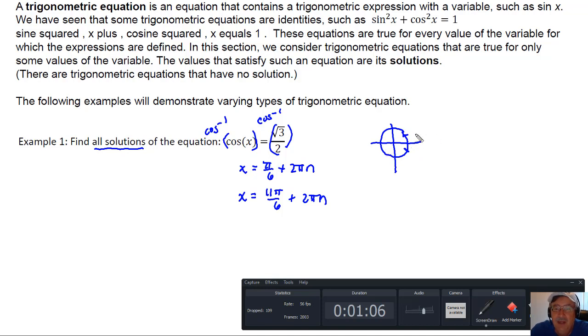So if you kept doing that, you would get pi over 6, and if you keep adding 2 pi to that, you'll get 13 pi over 6. And if you add 2 pi again, you'll get 25 pi over 6. So it will keep landing on this first angle over and over again. Or you could even subtract 2 pi and get values that will still satisfy this equation. So these are what we call all solutions of x, and it's not a bad idea to go ahead and write those out in the first place when you go to do these.